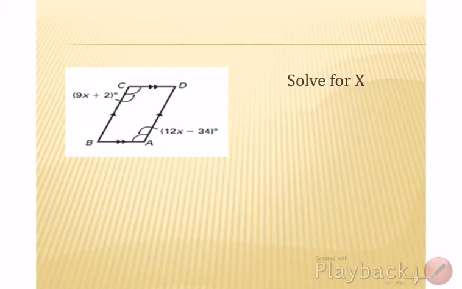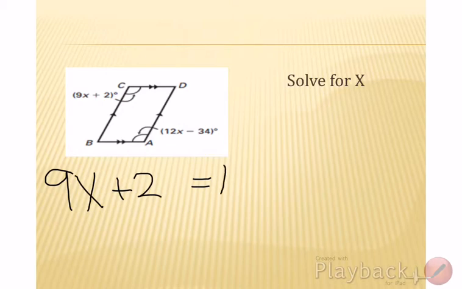Solve for x. How are we going to set this up? Looks a little bit like algebra because there's a variable, but you know what to do. We'll set this up where we have 9x plus 2 is going to be equal to 12x minus 34. This is an equation, so it's equal, not congruent.